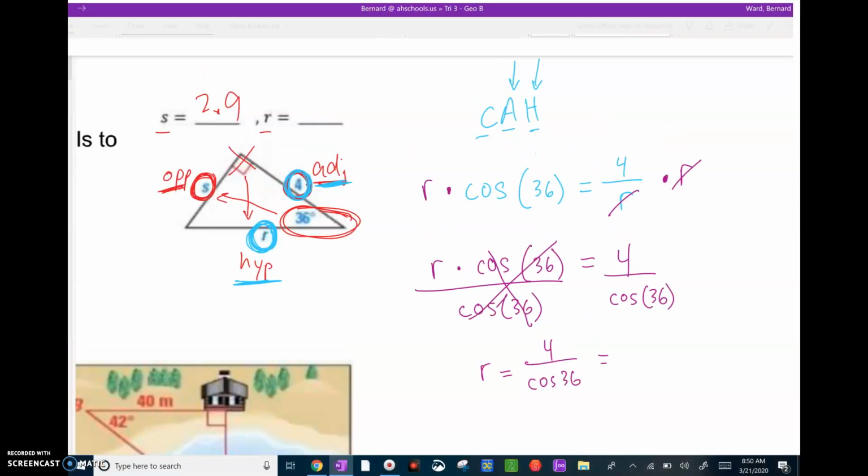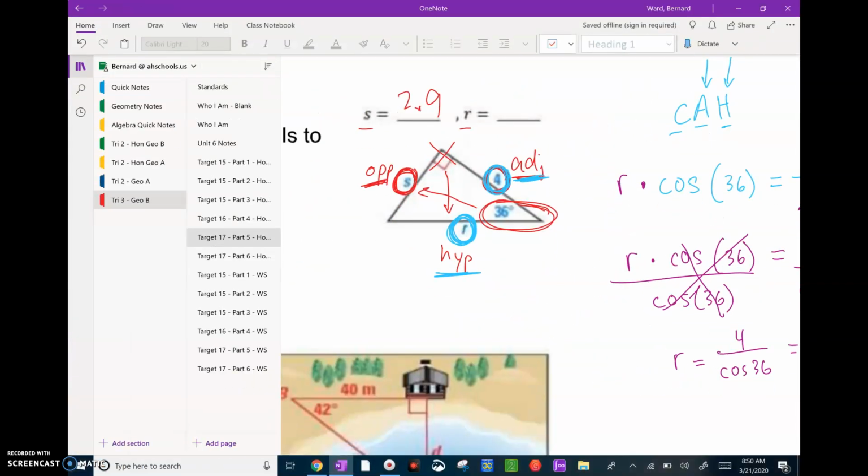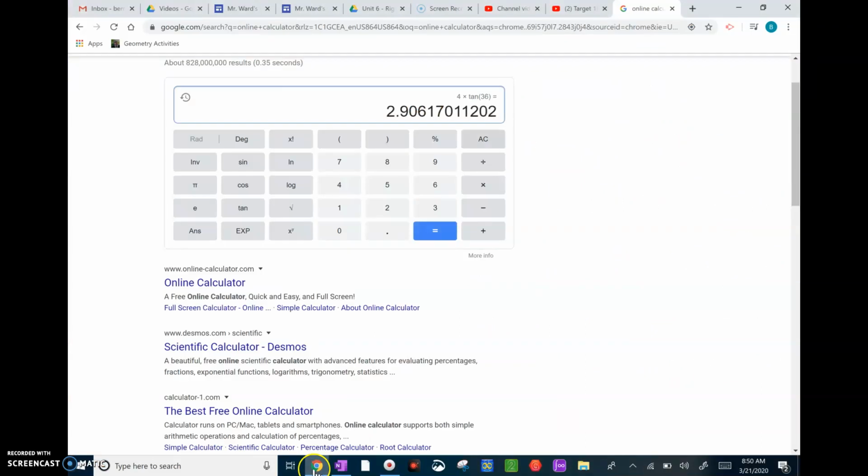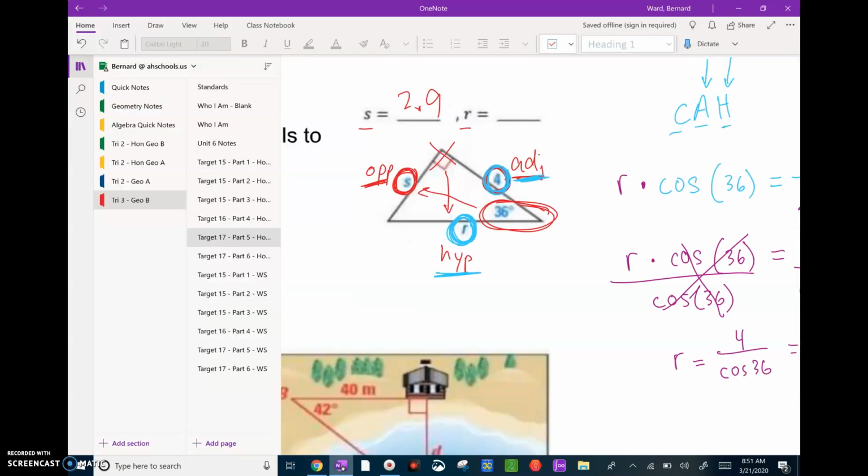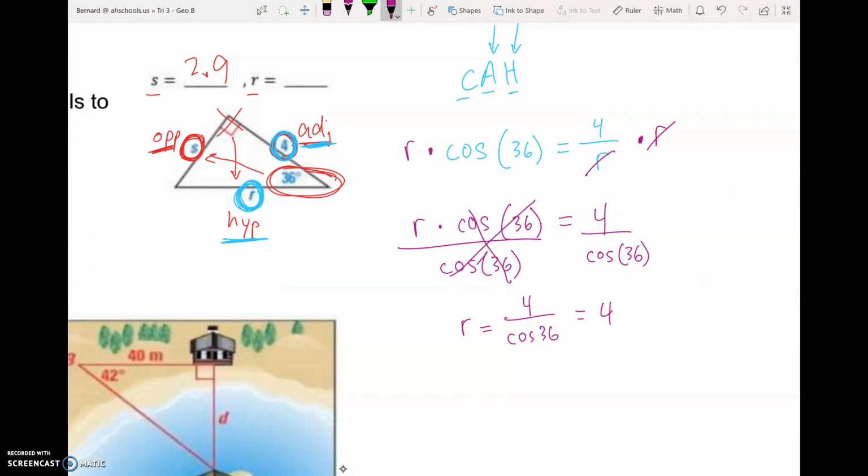And we'll type that into our calculator. So 4 divided by cosine of 36. It equals, and we get 4.9. And so we can write that down. And that can also go on the blank up here.